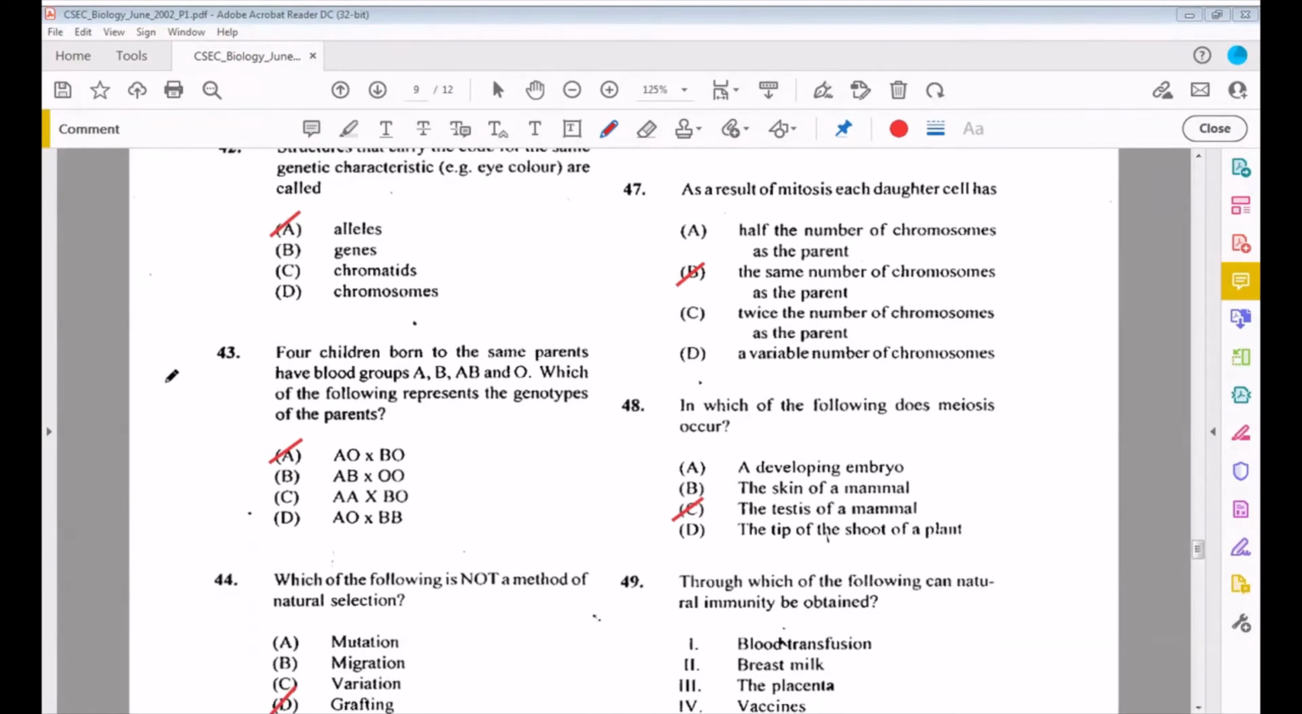43. Children born to the same parents have blood groups A, B, AB, and O. So you have one of everything. Which of the following represents the genotypes of the parents? So for us to get one of everything, the answer has to be A. The parents have to be heterozygous for A and B, meaning they have to have AO and BO. Because when we cross it, we have AO and BO. I'll just do it the short way. A times B will give you AB, A times O will give you AO, O times B will give you BO, and O times O will give you O. So from that, we'll get one of each. That's how we get A, B, AB, and O.